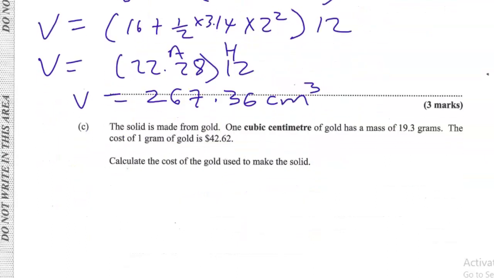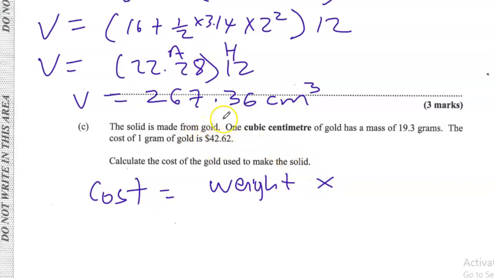Next, we are told that the solid is made from gold. 1 cubic centimeter of gold has a mass of 19.3 grams. The cost of 1 gram of gold is $42.62. Calculate the cost to make the gold. So the cost is the weight in grams times the price, the cost of 1 gram, which is $42.62.